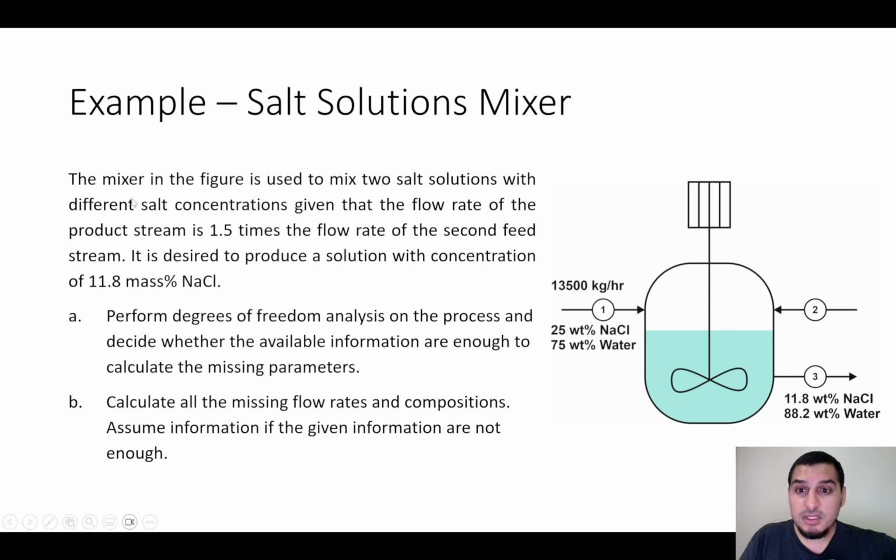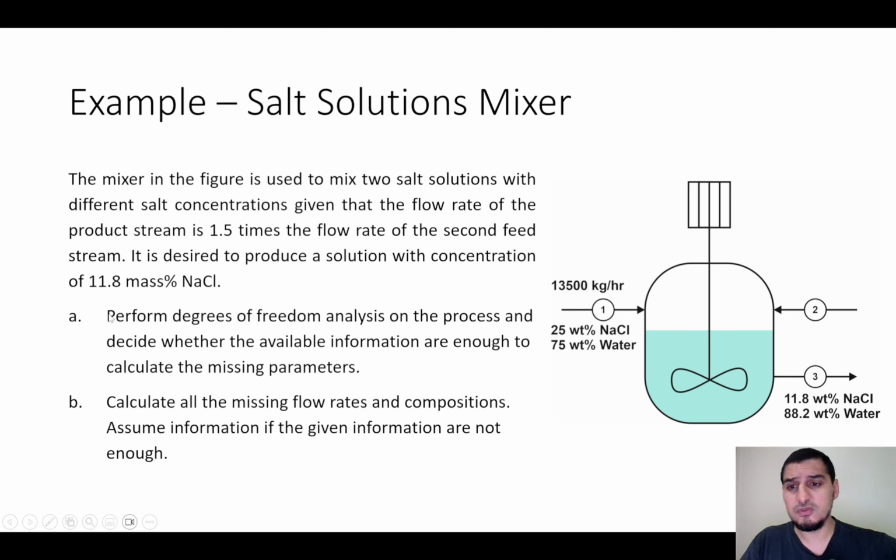And we are told that the flow rate of the product stream is 1.5 times the flow rate of the second feed stream. So this is an additional relation that we can use, and we'll come to it later. And it's desired to produce a solution with concentration of 11.8 mass percent sodium chloride. So this is the mass percent of the product that we have here in the problem statement.